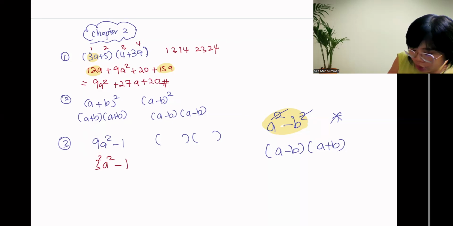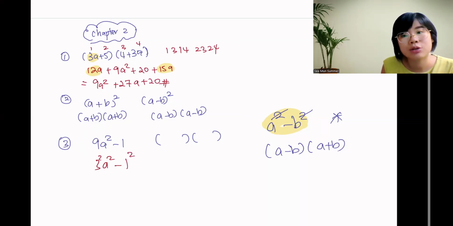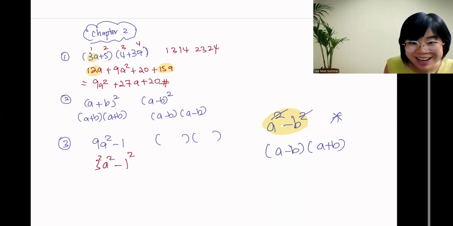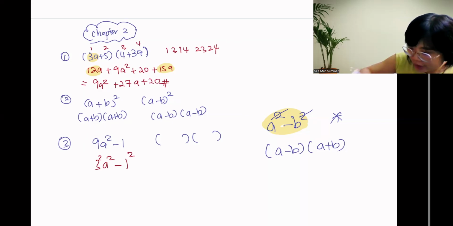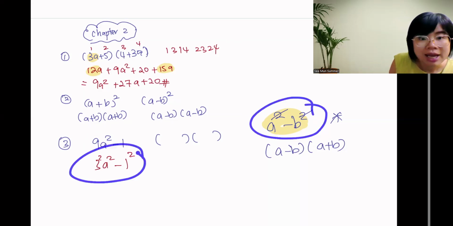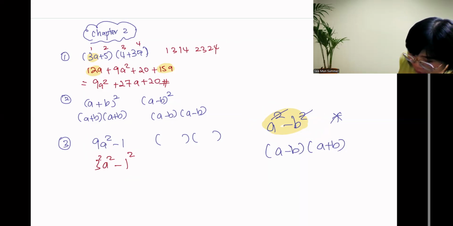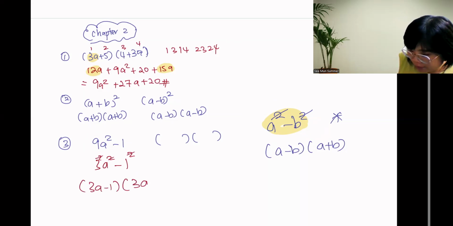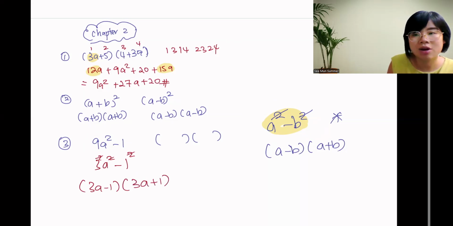Actually, 1 is also a square. Am I right? 1 squared equals 1. Correct? So see, I already turned it to this. Can you see? And then the next step, you cancel off the square, and what you get is 3a minus 1. The other bracket, from the minus, you change to 3a plus 1. So this is the correct way to do this.